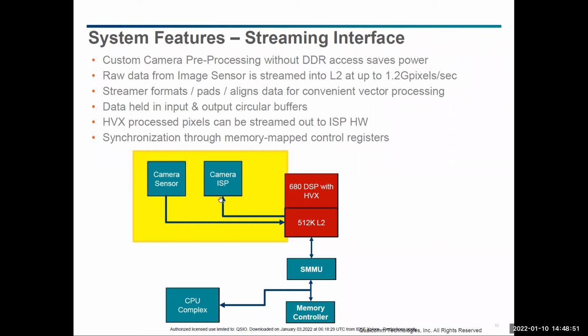Now this synchronization is handled through something called memory mapped control registers. So there are dedicated control registers which can be programmed in such a way that they allow the whole system to understand how the data needs to be transferred to and from. And this is a very important system level feature which ensures that the performance is maximum, and at the same time the power consumption is as minimal as possible, because we are not storing data into the DDR memory, as that is extremely expensive.